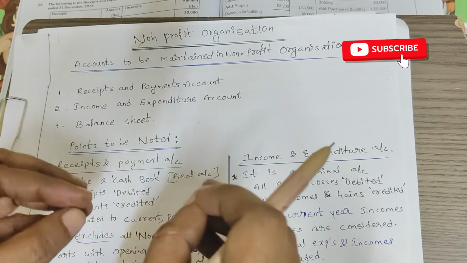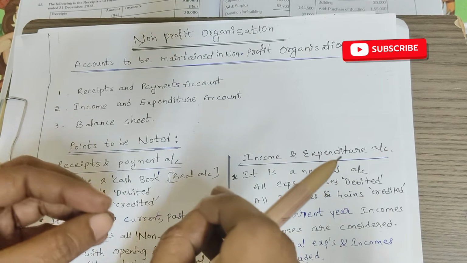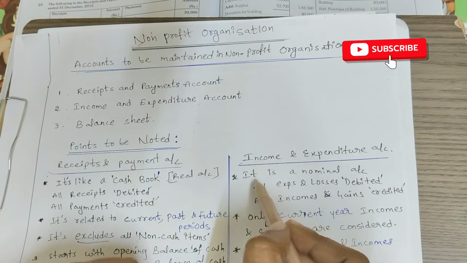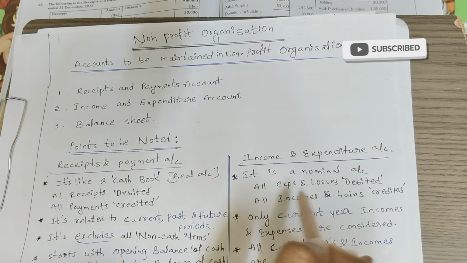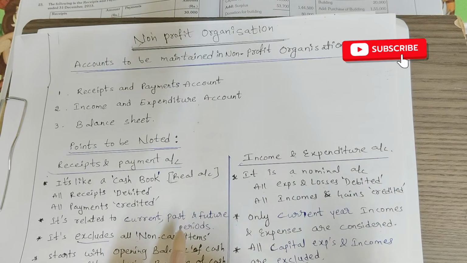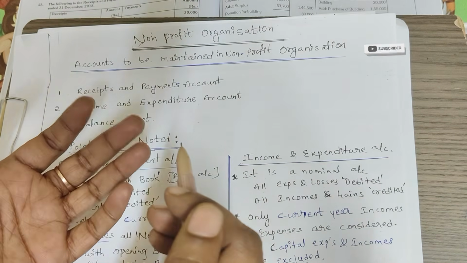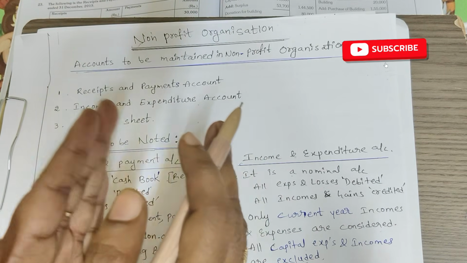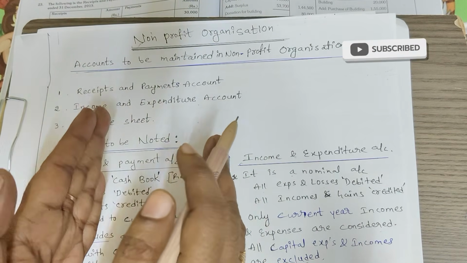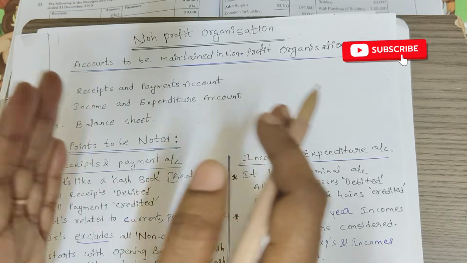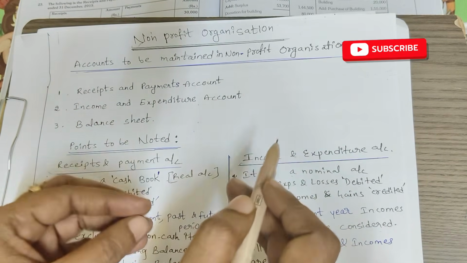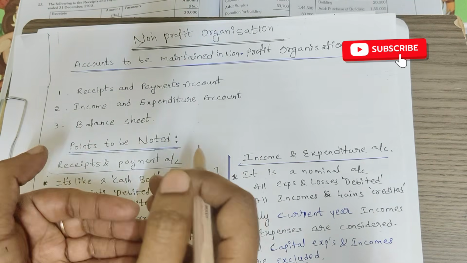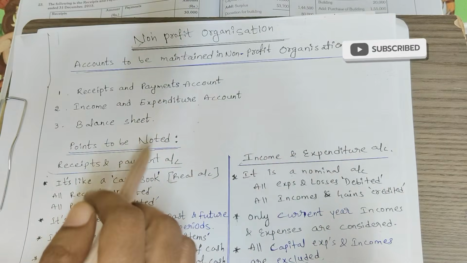If you are preparing income and expenditure account, some points to be noted. What are those points? It is a nominal account. All expenses, losses debited, all incomes and gains credited. If you have any expenses, if you have any loss, that should be debited to income and expenditure account. Because under income and expenditure account, debit side, we will write expenditure and credit side, we will write incomes. So if you have expenses, losses, that is debited to this account. And if you have any incomes and gains, that is credited to income and expenditure account.